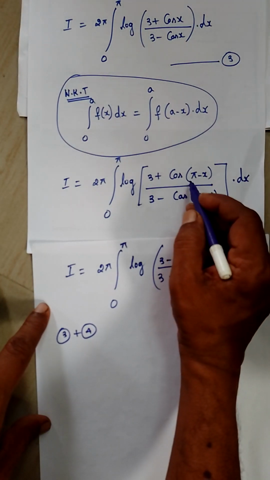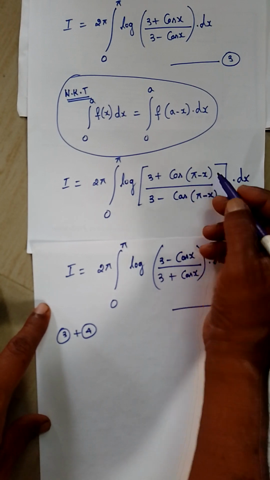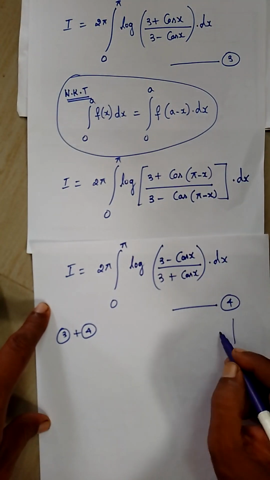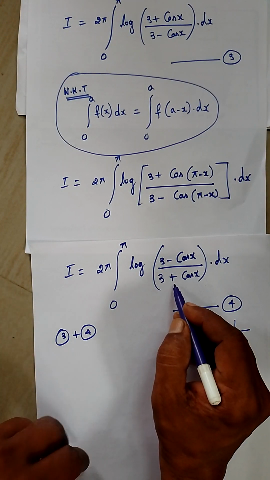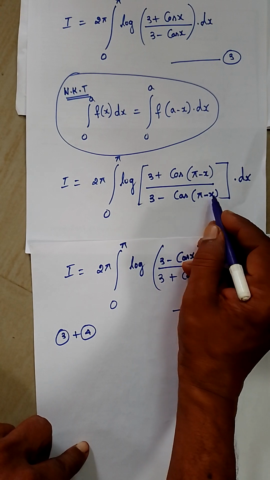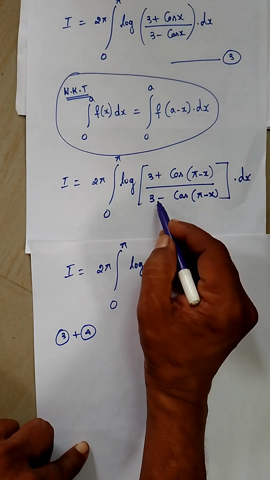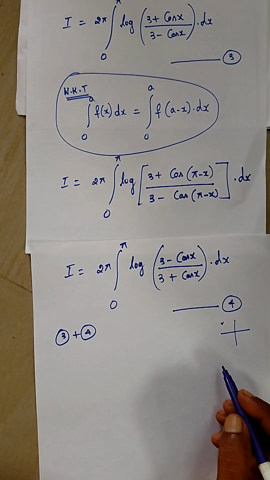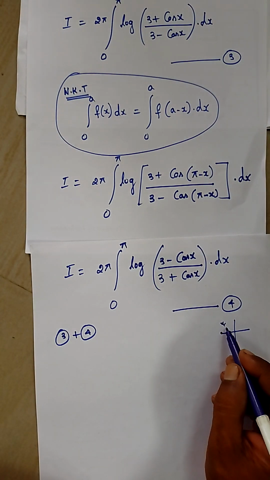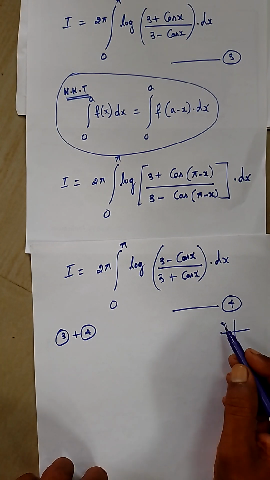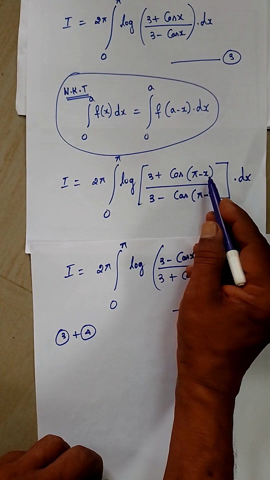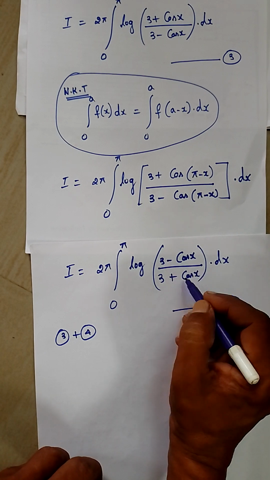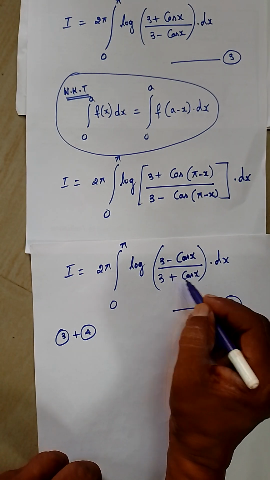Here cos of pi minus x is nothing but cos of 180 minus x. 180 minus x will fall in the second quadrant, so it is minus cos x. So here also cos of 180 minus x is minus cos x, and minus of minus will become plus. 180 minus x falls in the second quadrant, where only sine and its inverse are positive, all others are negative. Therefore cos of 180 minus x is minus cos x, and the denominator term will become plus cos x.